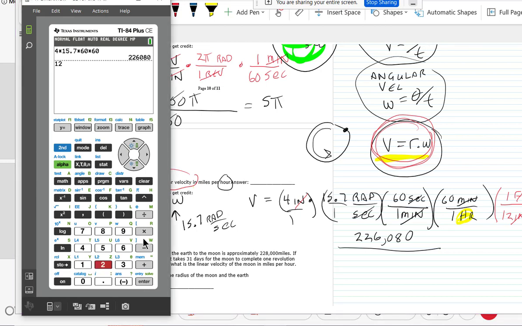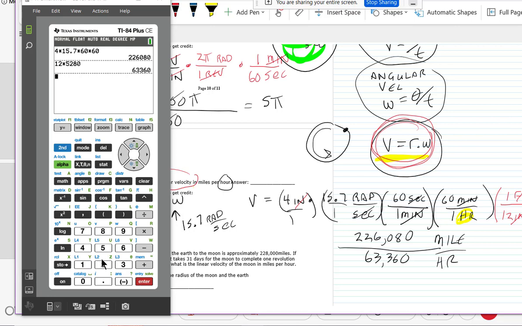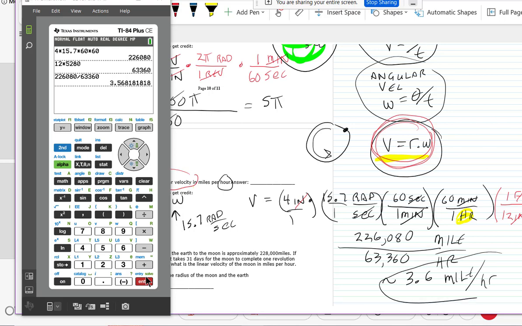The denominator is 12 times 5280. Okay, and that will give 63,360. And then we got miles per hour like that. And then it's just a matter of dividing those two numbers. So 226,080 divided by 63,360. So this will give me about 3.6 miles per hour. Okay, and that would be the answer to that.